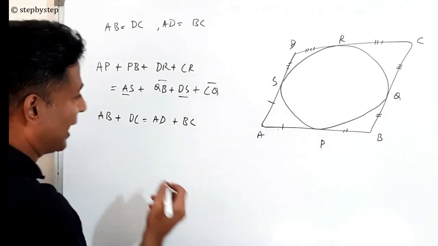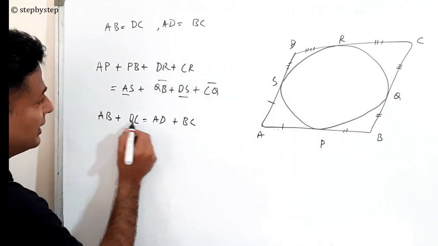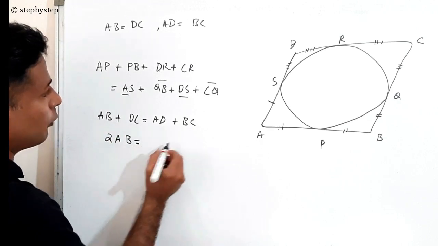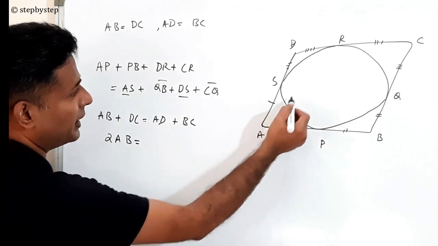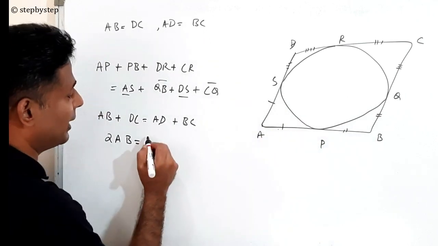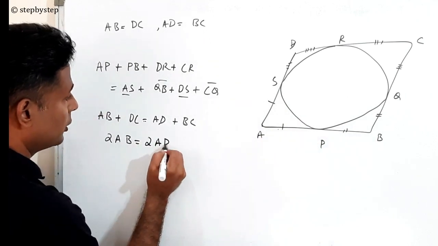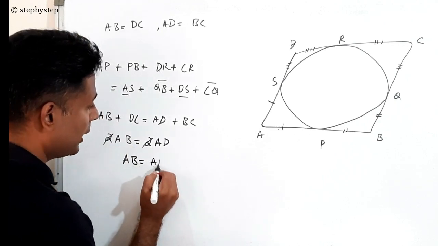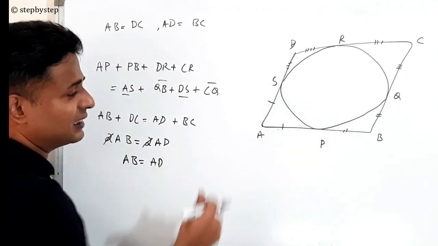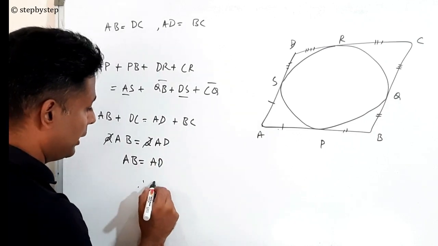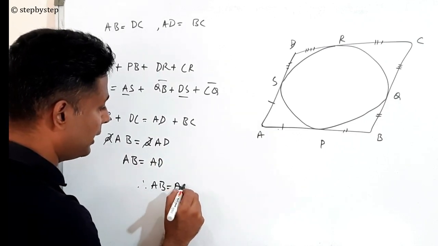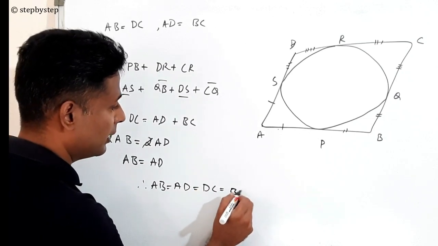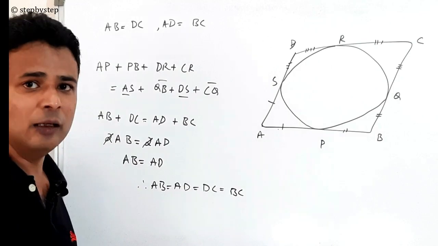But since this is a parallelogram, AB is equal to DC, which means I can write this as 2AB equal to, similarly AD is equal to BC since it's a parallelogram. So I can write this as 2AD. So what do we get? 2 and 2 cancel, we get AB equal to AD. So we have proved adjacent sides are also equal. Therefore, AB equal to AD equal to DC equal to BC. Therefore, ABCD is a rhombus.